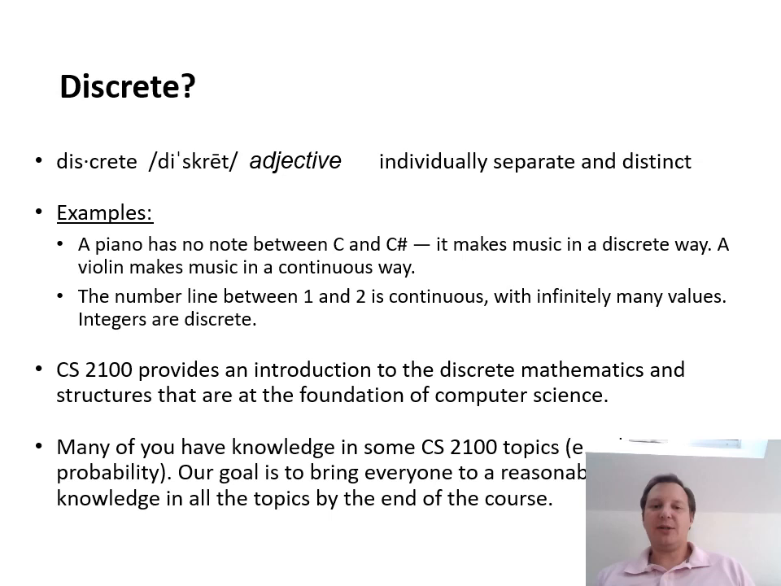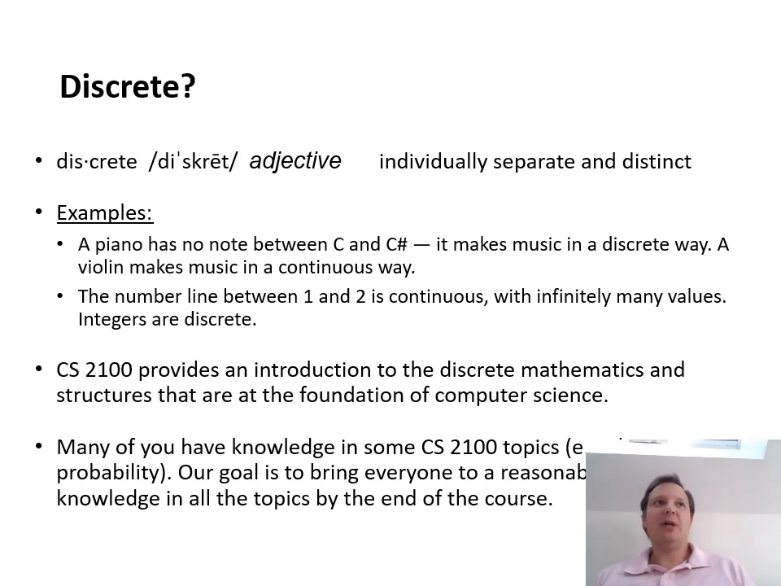Similar for numbers, if we look at the number line between 1 and 2, it is continuous. It has infinitely many real values between them. However, if we only look at integers, they're discrete. There is nothing between 1 and 2. And CS2100 provides an introduction to the discrete mathematics and structures that are the foundation of computer science.